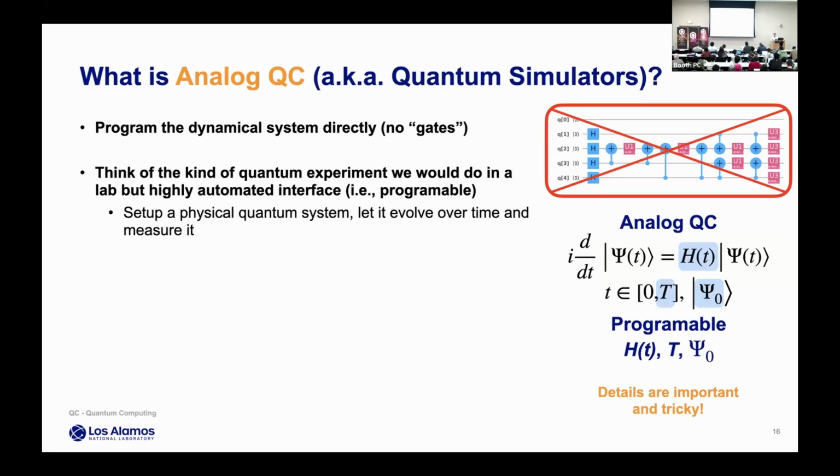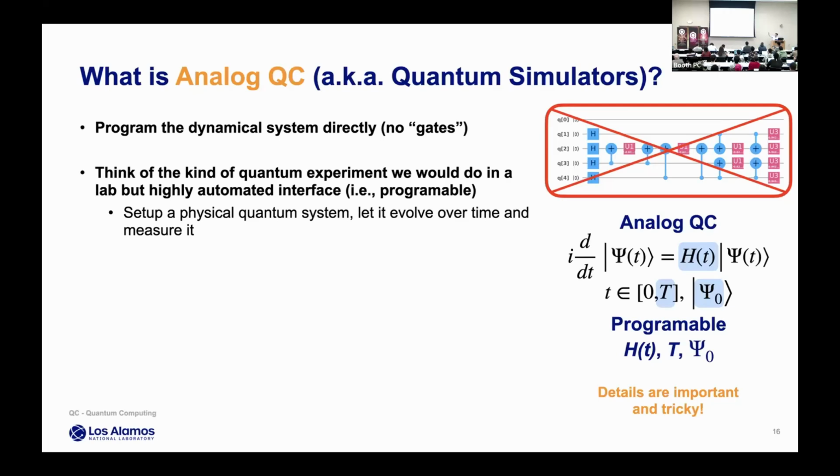What we're going to do is program a dynamical system directly and then try to get it to do something useful. You can kind of think of an analog quantum computer as the type of experiment we would do in a laboratory, a physics lab, but it's just highly automated. It's programmable. So now instead of the setup of the physical system and how you evolve it over time and how you read it being a semi-autonomous system with a human in the loop, now we have a fully autonomous system that can just do it all for you really fast. And essentially what we're going to do is time evolve the Schrodinger equation based on the system's parameters, but we get to program the Hamiltonian, the amount of time evolution, and sometimes this initial state psi.